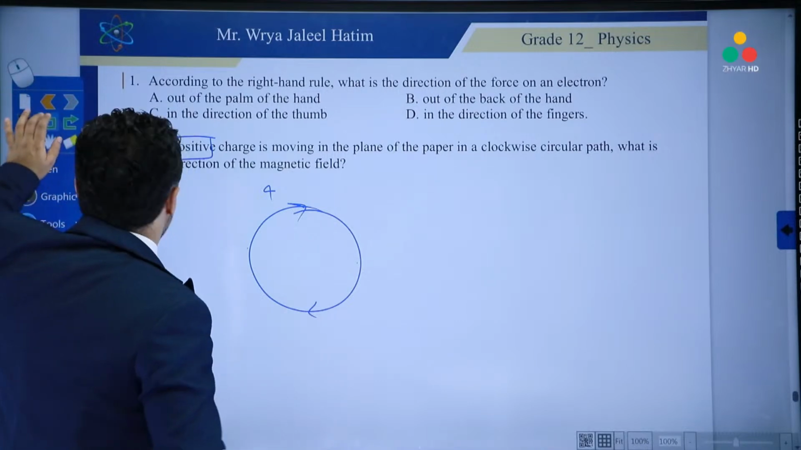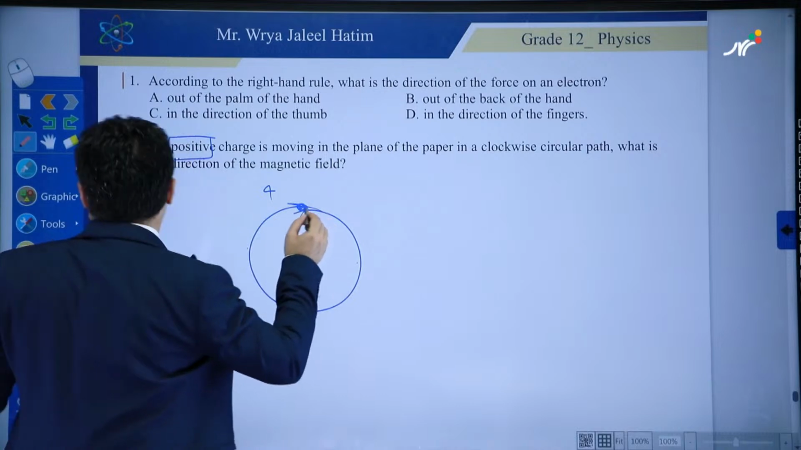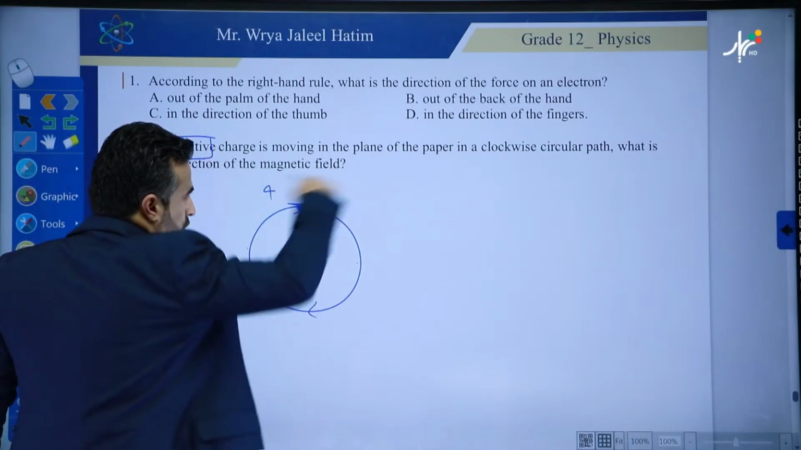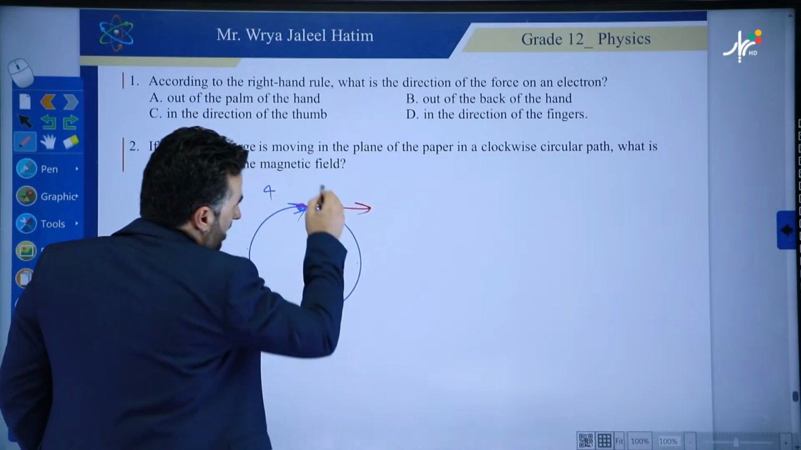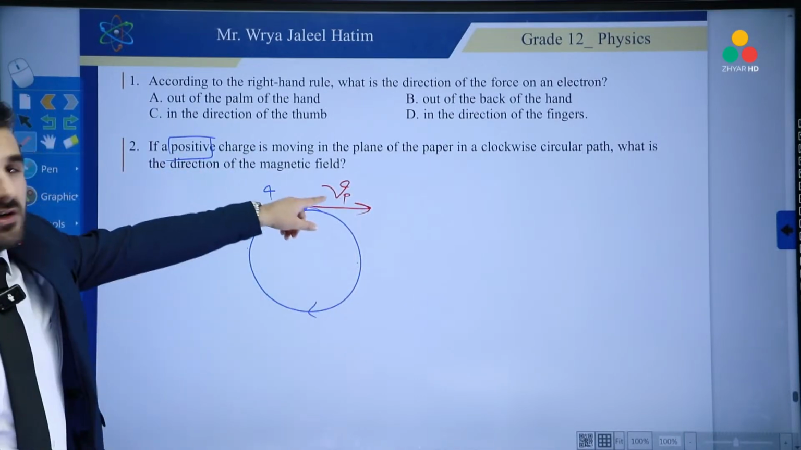So I want you to remember this. Let's say at a point here, what is the direction of the motion? The direction of the motion, we can say, is tangent to the circle. Or you can see that it is towards the right. So I can extend the line here and call this one V. That is the direction of the motion of the positive charge.